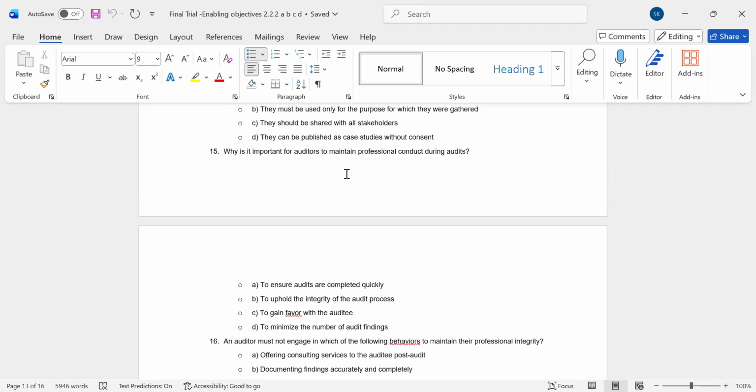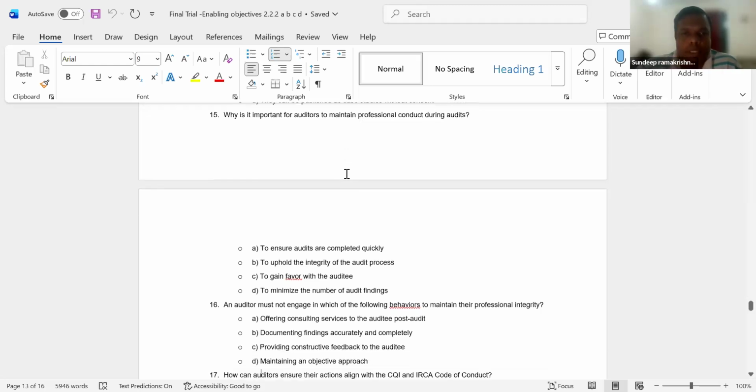I think it's B. To uphold the integrity of the audit process. Yes. Very good. Right answer. Anybody, any other answer?